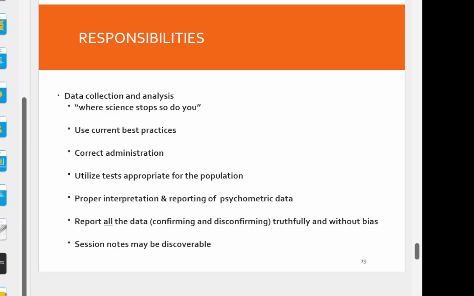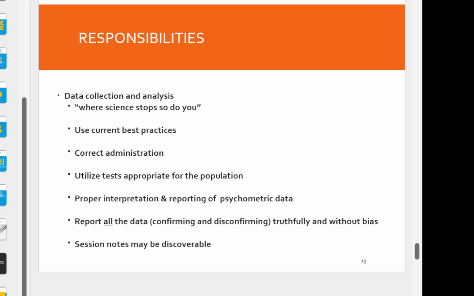All right, so it's important to note a few points here with regard to data collection and analysis. Where the science stops, so do you. Do not go beyond what it is that the data tells you. Always, always, always use current best practices and stay abreast of those, which you can find out through simple Google searches, having subscriptions to journals, going to conferences, talking to colleagues. All these things are ways that you can stay abreast of the research.